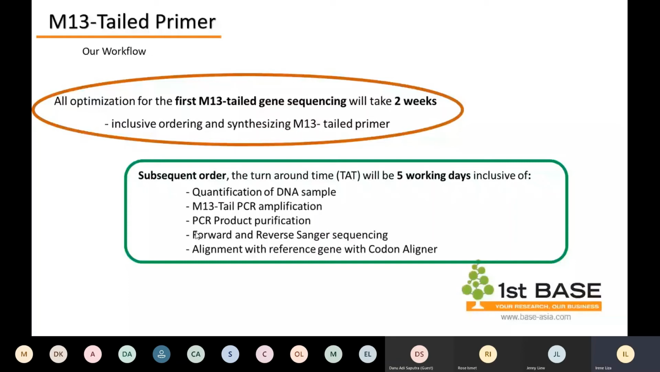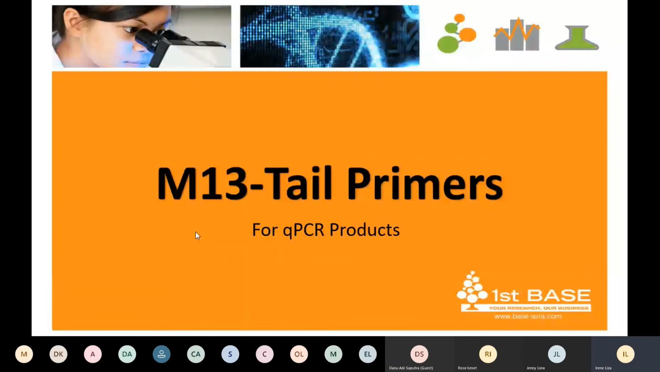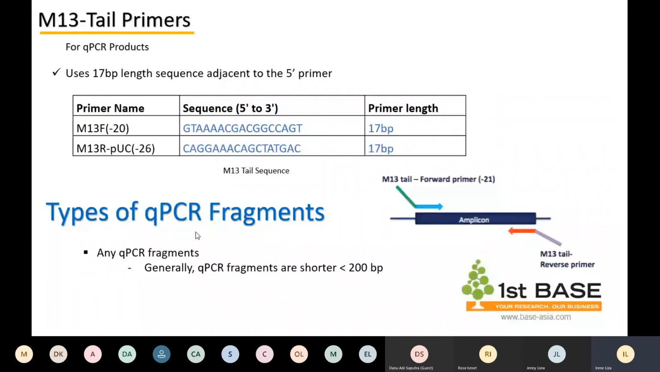Let's move on to qPCR products. For qPCR products, we are still going to use a 17 base pair length sequence, similar to what we have done for PCR. For the type of fragments, generally all qPCR fragments are less than 200 base pair. So if you wish to sequence them, you can purchase this particular service.